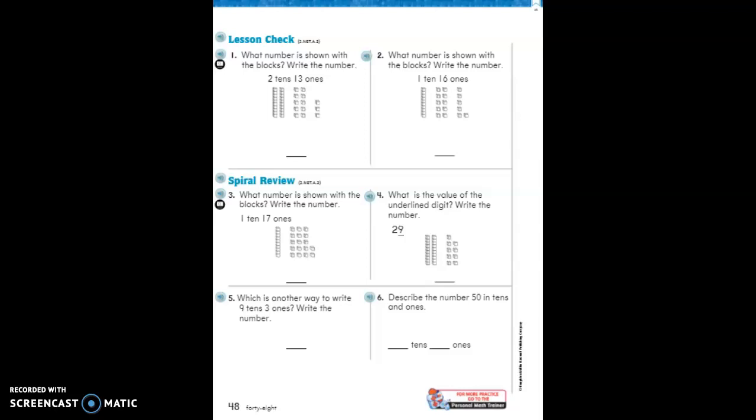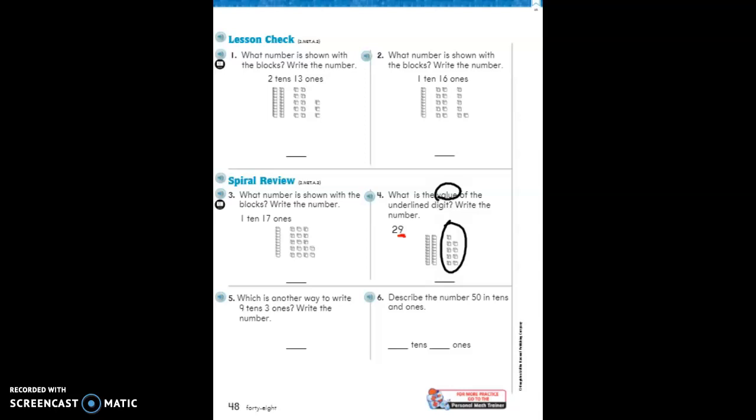Number 4, it says, what is the value of the underlined digit? So we're looking at these guys. Kind of hard to read. We did this last week. So we're looking just here in the ones place. So the value of the ones.